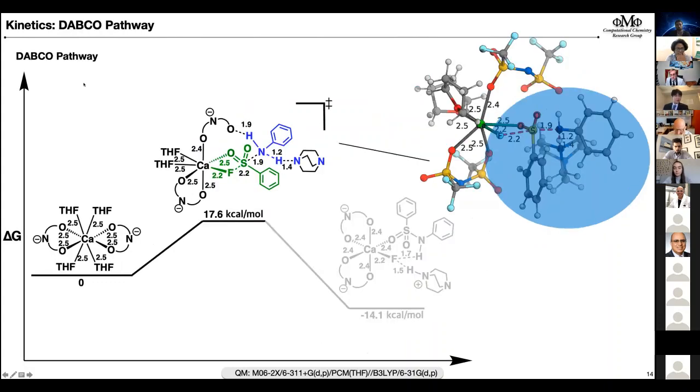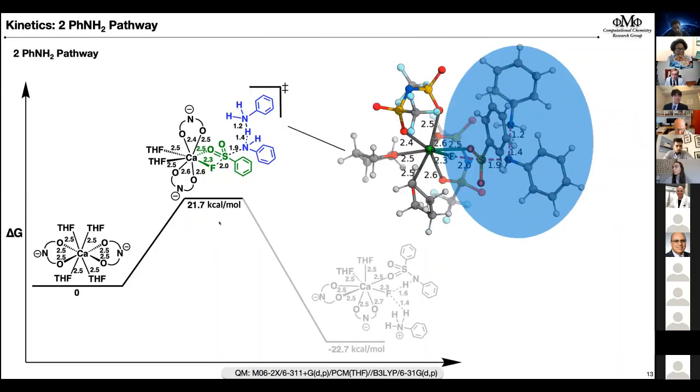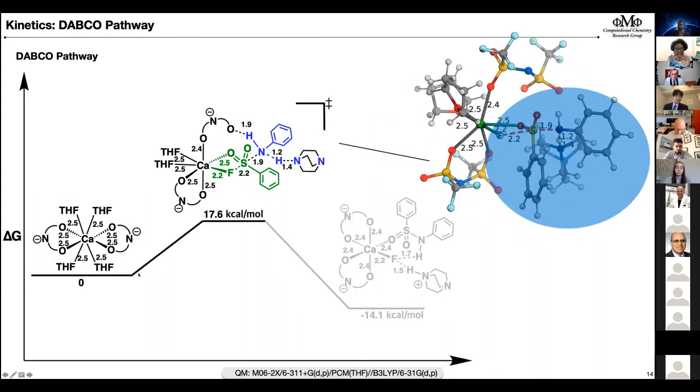Next, I'm going to show you the DABCO pathway. It also starts with the same resting calcium complex. Oh, I forgot to mention that the energy barrier of the two-aniline pathway was 21.7 kilocalories per mole. The DABCO pathway had to climb up an energy barrier of 17.6 kilocalories per mole. Let's examine the 3D structure of the transition state as well. The only difference, like I said, is that the base is DABCO. So this DABCO in the back, the nitrogen performs a deprotonation of that proton attached to the nucleophilic aniline.